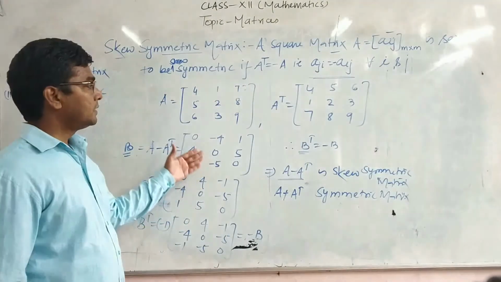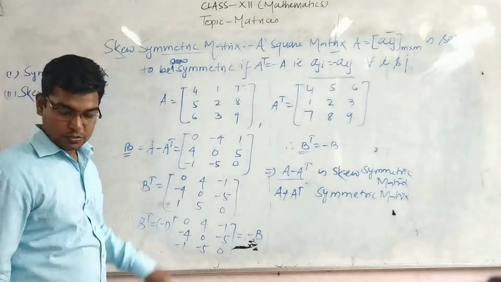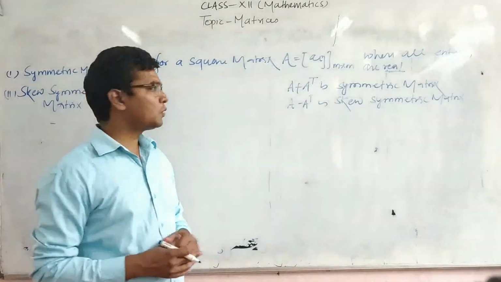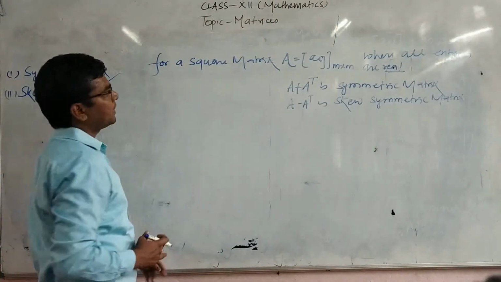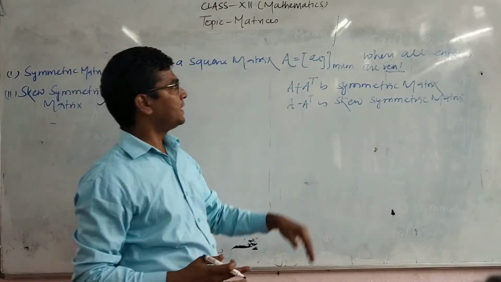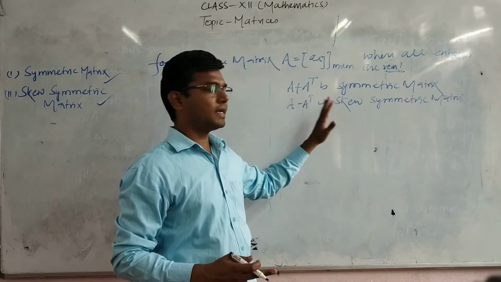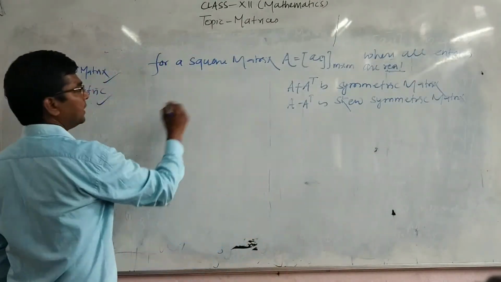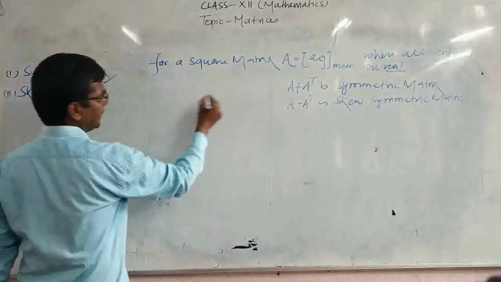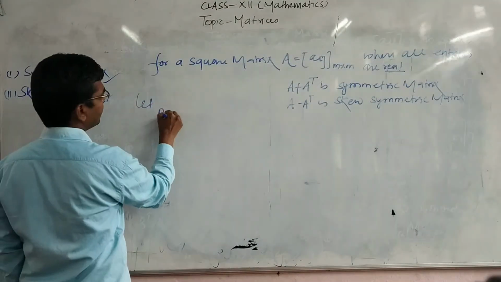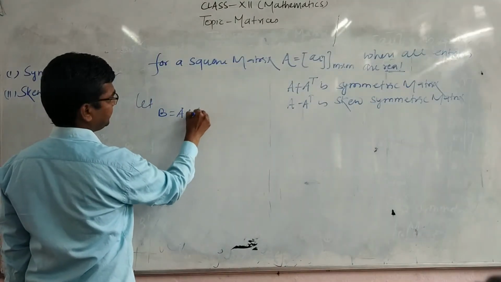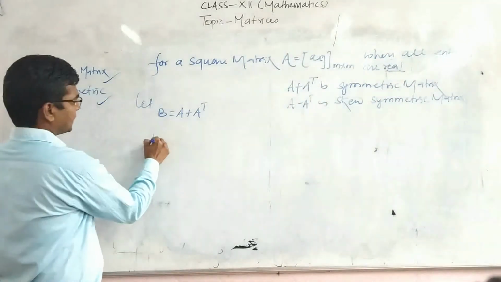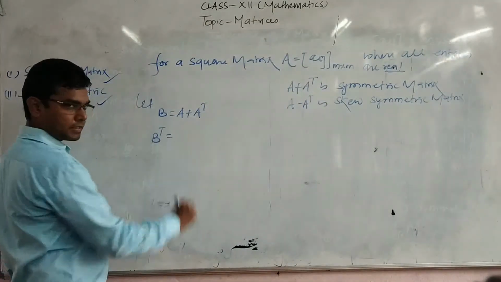Now in a general way I will prove it. For a square matrix where all entries are real, this will be symmetric and skew symmetric. I have just explained it. Now in a general way also we can prove that this is our matrix B, right? Then take the transpose of the matrix.